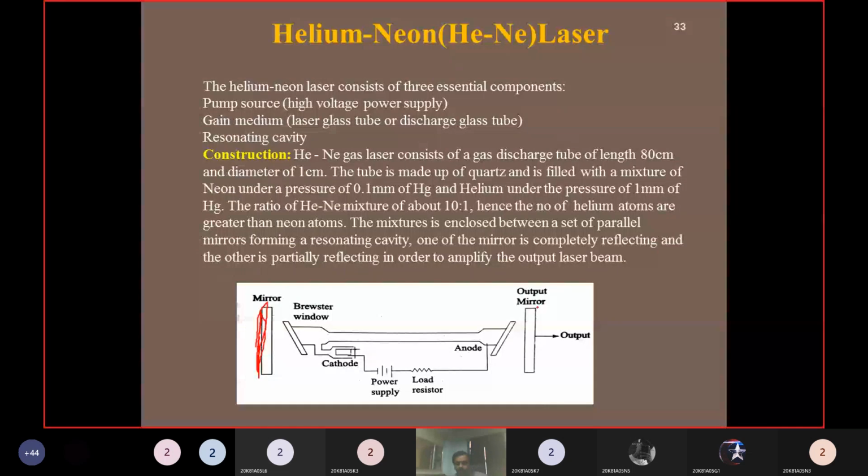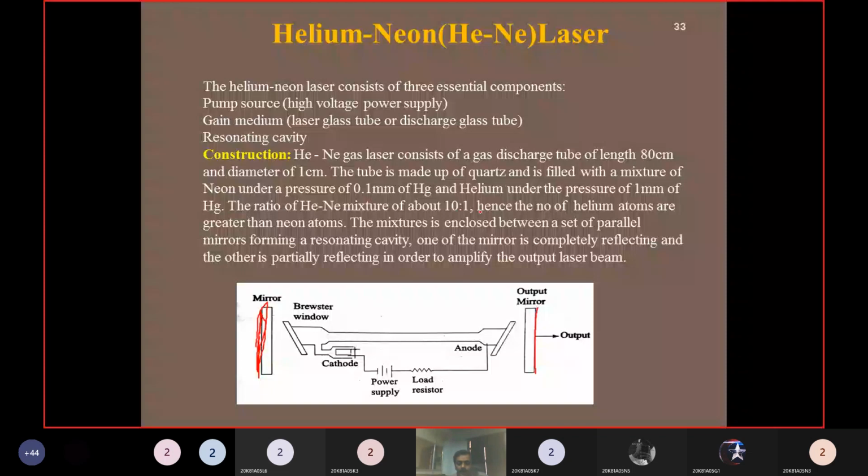So this is the construction of the helium-neon laser. First of all, we take a quartz tube. In that quartz tube we fill helium and neon gas in a 10:1 ratio, with the pressure on neon being 0.1 mm of Hg and on helium 1 mm of Hg.